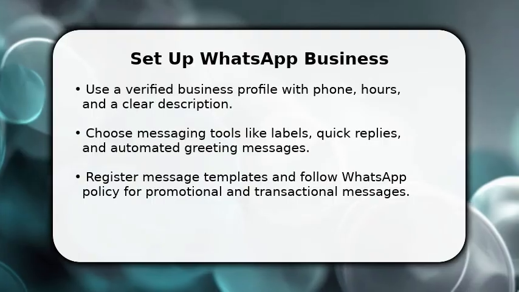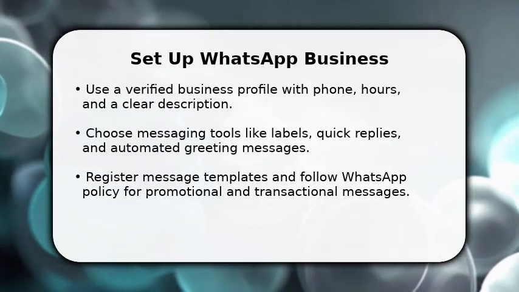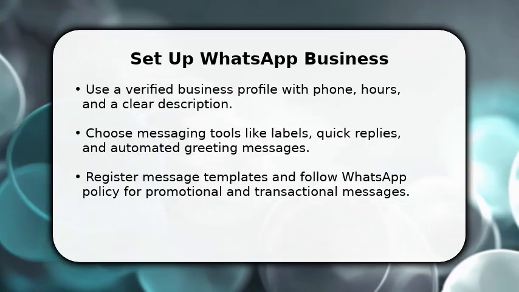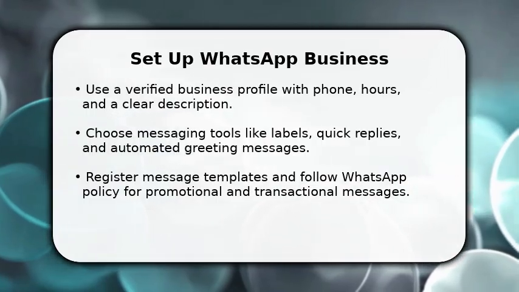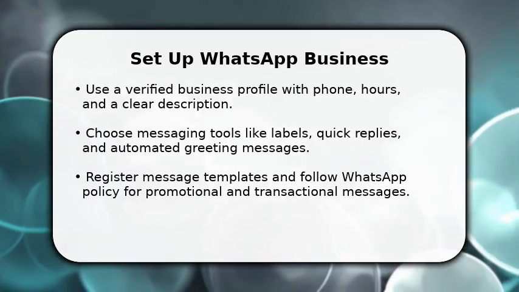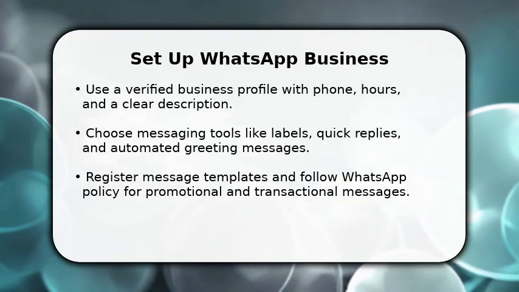Enjoy the video. Start by creating and verifying your WhatsApp business profile using your business phone number. Add your business name, hours, address, and a concise description that describes services. Enable messaging tools such as labels, quick replies, greeting messages, and away messages to organize conversations.